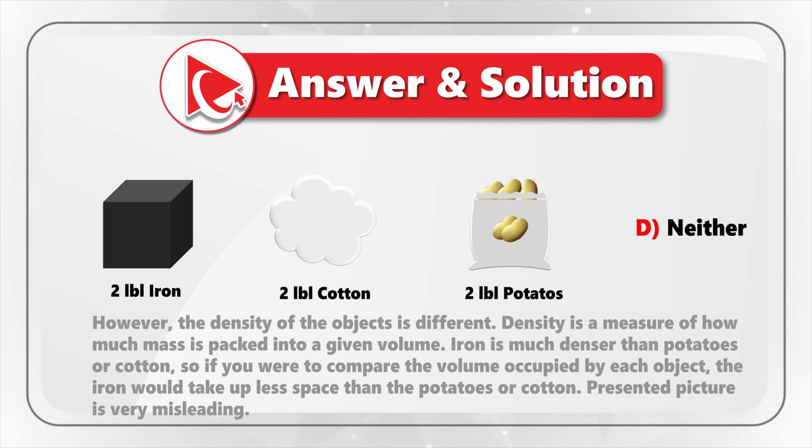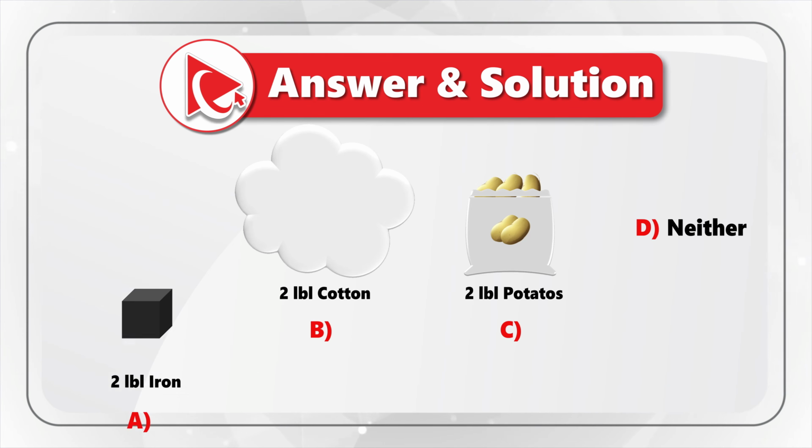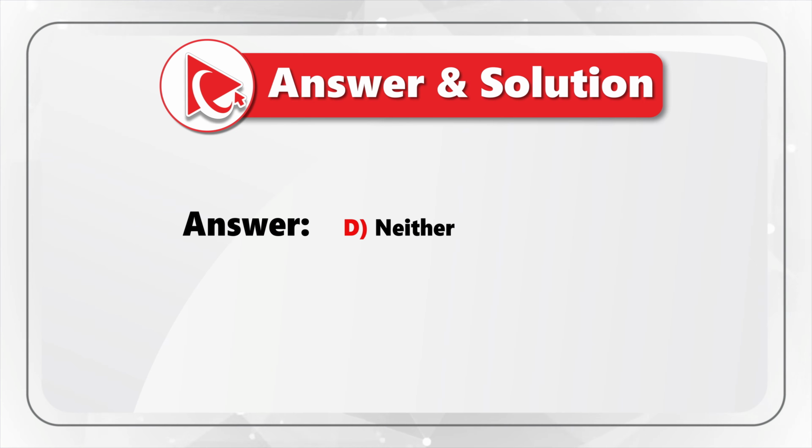Density is a measure of how much mass is packed into a given volume. Iron is much denser than potatoes or cotton. This is why, if you have to compare the volume occupied by each object, the iron will take up less space than the potatoes or the cotton. Presented images are very misleading and were designed to confuse you. So the correct answer here is choice D, neither object, since neither object is the heaviest.